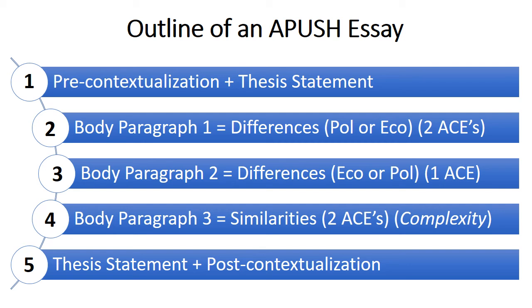Body paragraph 3 is going to be similarities. You need to give me 2 aces. It doesn't have to be both political. It doesn't have to be one of each. It doesn't have to be both one or the other. It can be whatever you decide to be the similarities. You can pick and choose here. You could do 1 political, 1 economic. You could do 2 economic, 2 political. It's up to you. This is how you get complexity. So put in 2 aces here. So you're going to have 5 aces total. Then, just like normal, your conclusion is going to be a thesis statement with a post-contextualization as you normally do.